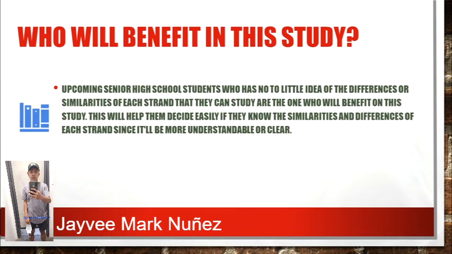Who will benefit from this study? The beneficiaries of the study are students heading to senior high school who do not yet know the differences or similarities of each strand that they will pick or study next year. They should think carefully about what they should choose and its differences, so that they do not have difficulty, and knowing the differences of these strands will help them understand more and know the difference of each strand they choose.